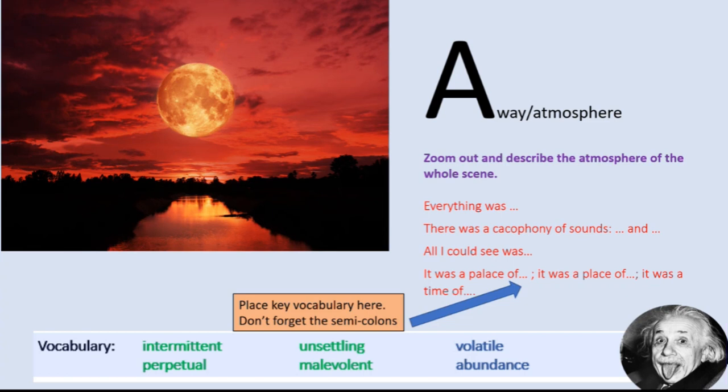And the final sentence starter there is an opportunity to use semicolons to separate main clauses. For example, it was a palace of annihilation; it was a place of decay; it was a time of torture. Pause the video and take 7 minutes to write your away paragraph.